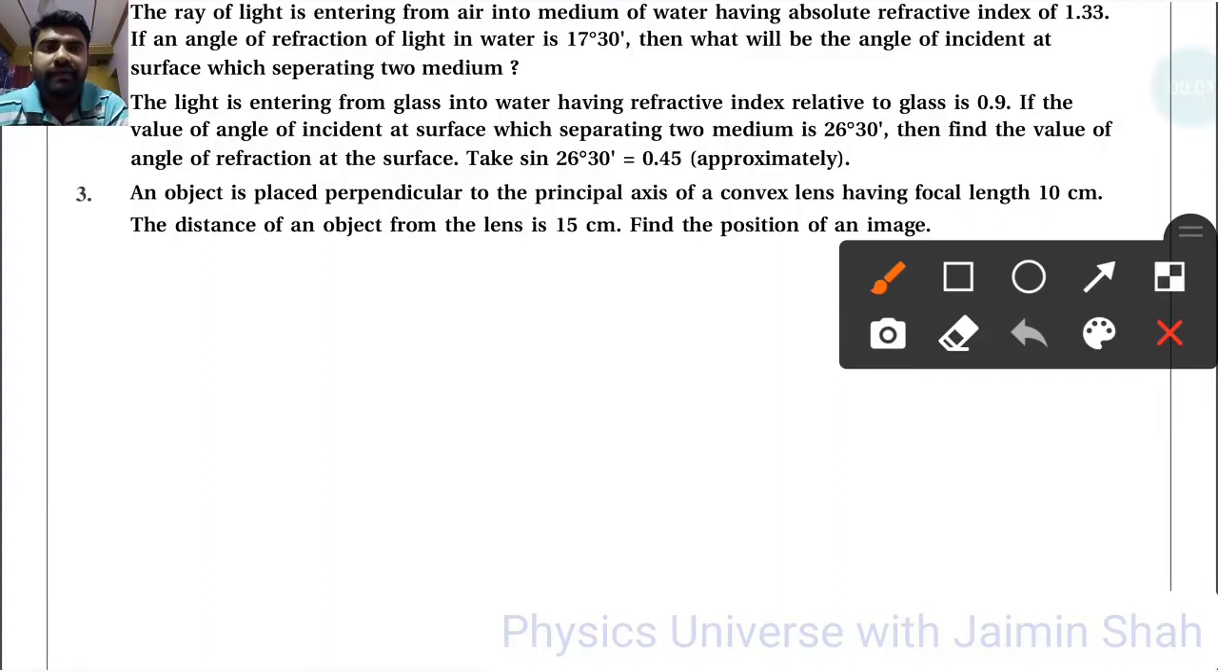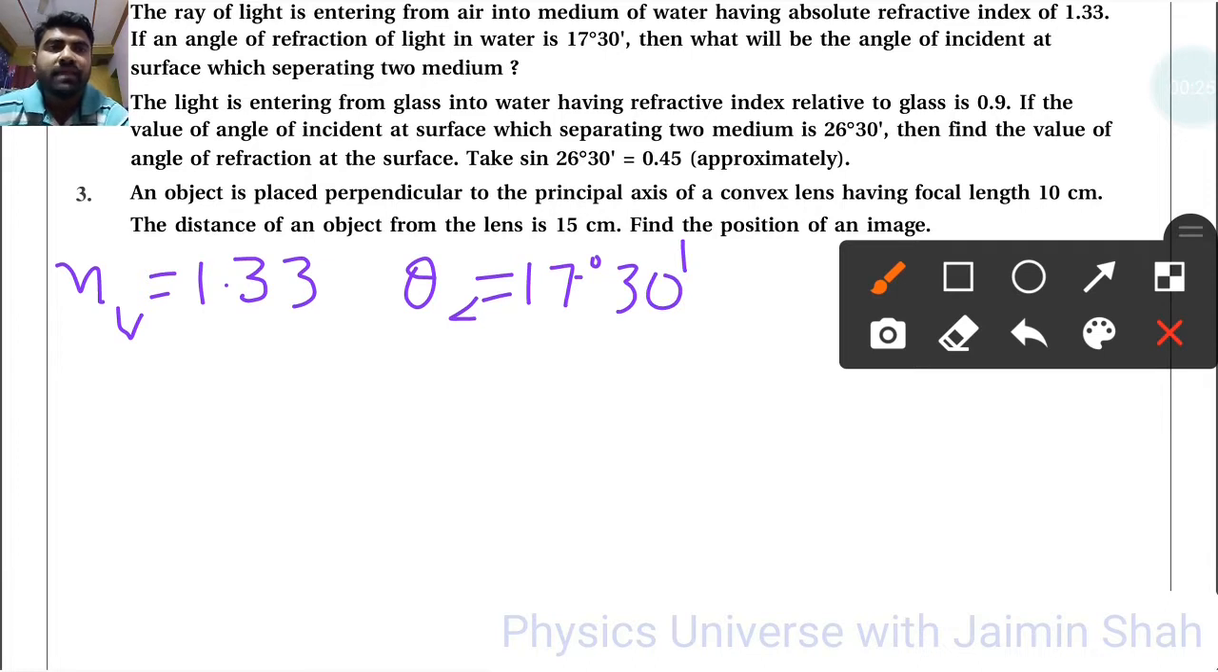The ray of light is entering from air into a medium of water having absolute refractive index, that is of water, given n_w = 1.33. If the angle of refraction of light, theta 2, is 17 degree 30 minute, then what will be the angle of incidence at the surface separating the two media? So here we have to find theta 1, right?